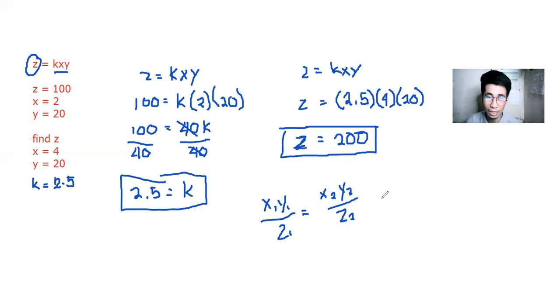Then, substitute natin. Ang x sub 1 natin, dito natin hahanapin lahat ng sub 1. Ang x sub 1 natin is 2, and then ang y natin is 20. 2 times 20 over z sub 1 over 100 is equals to, ang x sub 2 natin is 4.